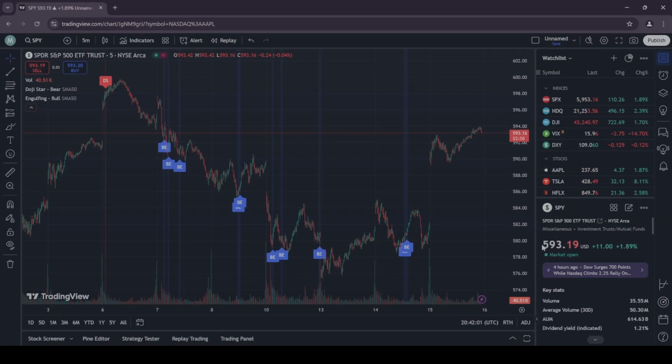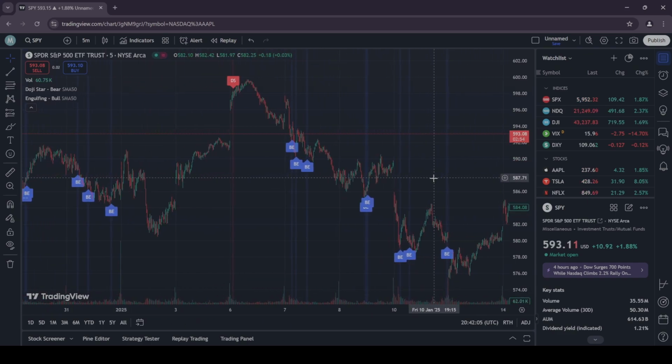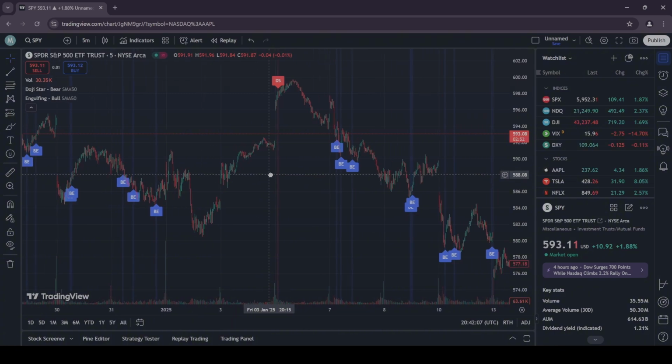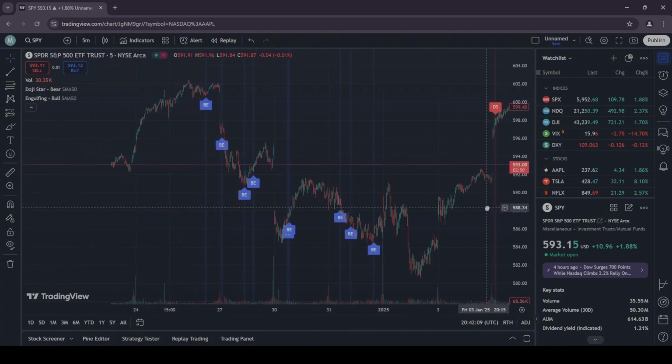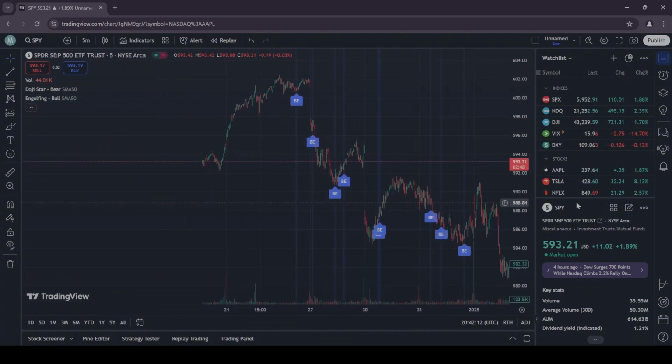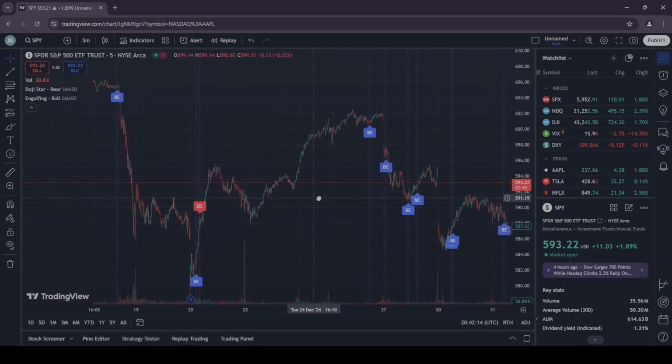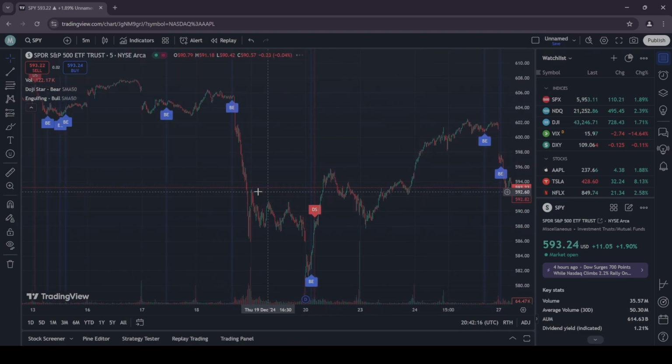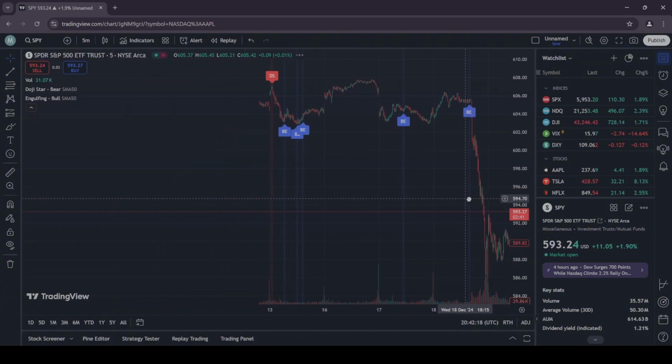While candlestick patterns are powerful tools, they're not magic. Always use them with other forms of analysis, like support and resistance levels, volume, or indicators, to confirm your strategy. And there you have it, an introduction to candlestick patterns and how they can help you anticipate market moves.